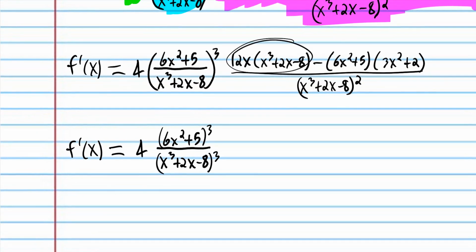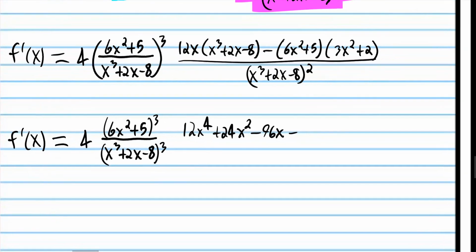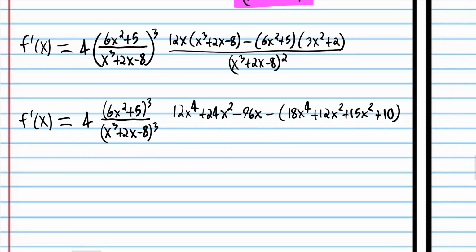And I'm going to distribute the 12x. So we have 12x to the 4th plus 24x squared minus 96x. And then we're going to have to use FOIL there. So we have 18x to the 4th plus 12x squared. I'm not going to add the inner terms yet. Of course, we can add these inner terms, but I'm just going slow here.